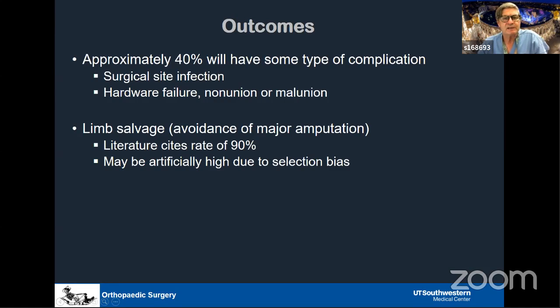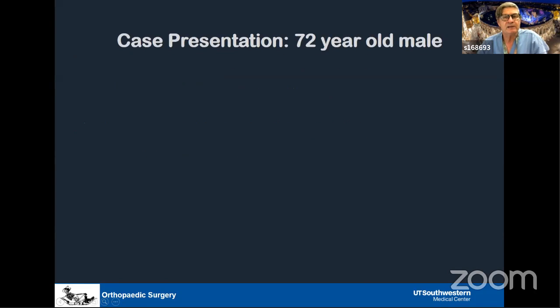Limb salvage, that is, avoidance of major amputation. Literature rates are about 90%, but that may be high due to selection bias, in that we may pick the patients who are basically the lowest risk. But I think if you're going to tackle this type of reconstructive surgery, your limb salvage rates should be on the order of 90% or above. I want to illustrate a couple of presentations that show how I proceed with this.